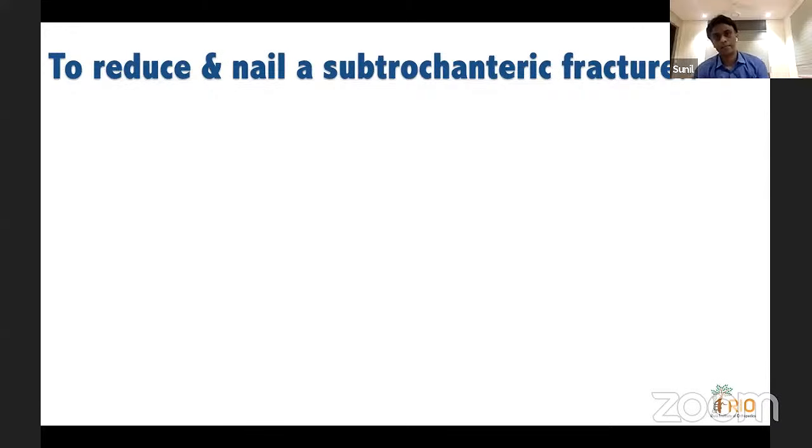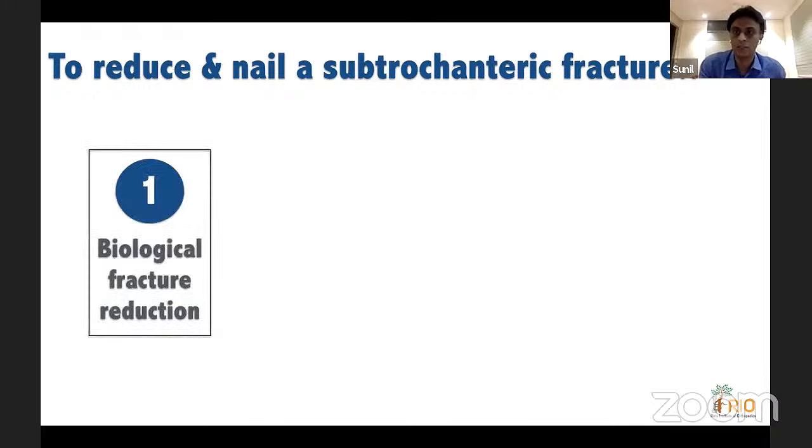So to summarize, if you want to reduce and nail a subtrochanteric fracture successfully, three things are important. One, you need to achieve an anatomical fracture reduction or a functional fracture reduction, whereby I mean you restore length, alignment, and rotation and adequate bony contact. This has to be done biologically. It doesn't mean that this has to be done closed or using minimal access. You can also do an open reduction and yet be biological. So ultimately, as I said in the first slide, mechanics are the key. You need to respect biology, but mechanics are the priority.